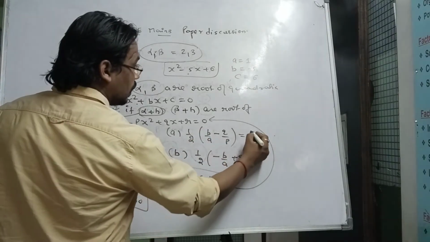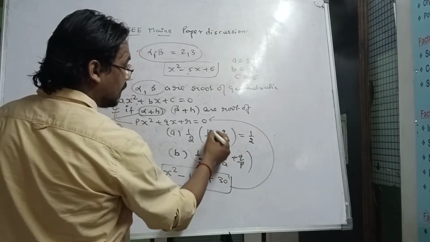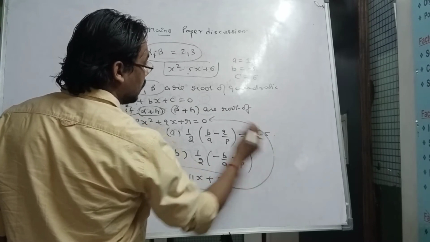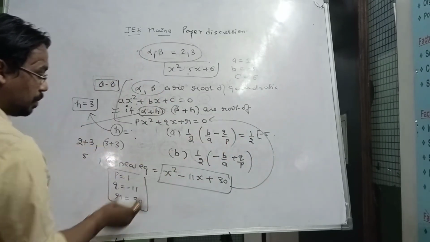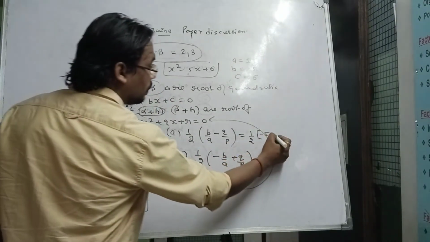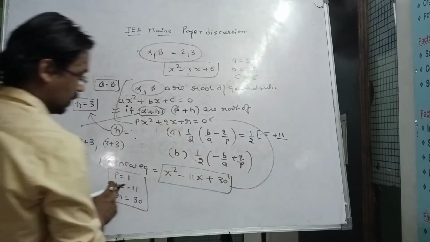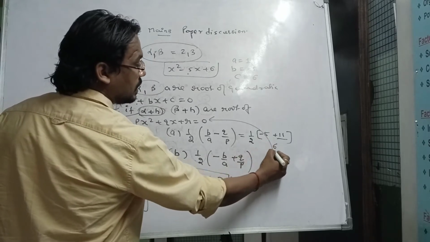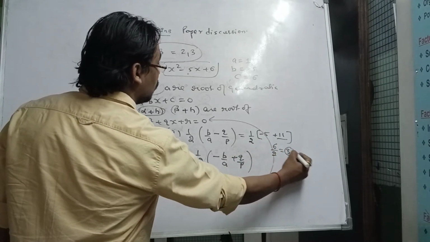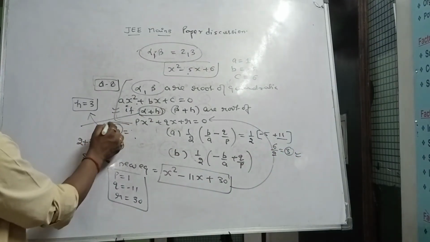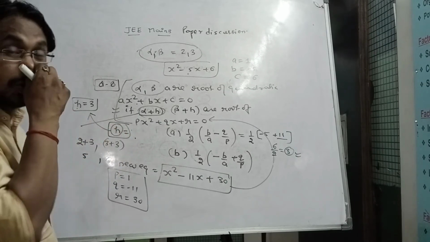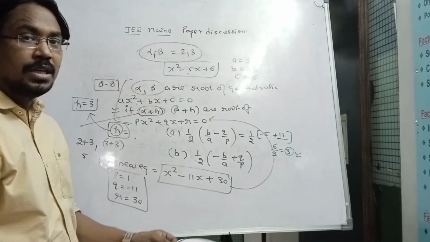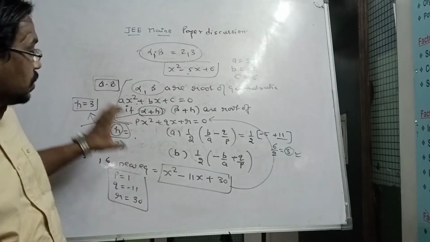See, it is 1 upon 2, b upon a, so b upon a is minus 5. Then minus q upon p, sir, q is 11 and p is 1. So see the guys here, 11 minus 5 is 6 upon 2, which is equal to 3, which is equal to the value of h. Okay, so option A will be the correct one. Again you can see what I have done: I have made my LHS equal to RHS.